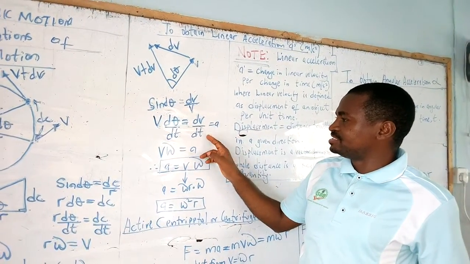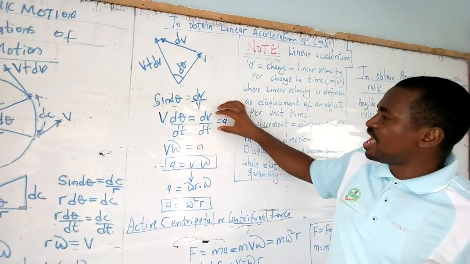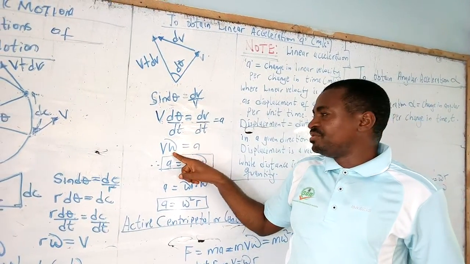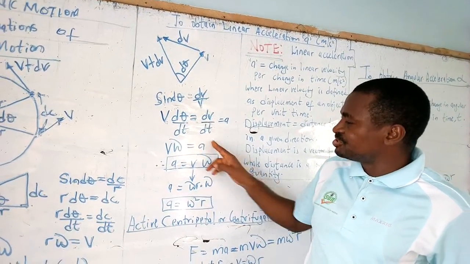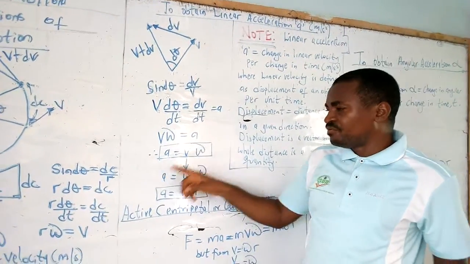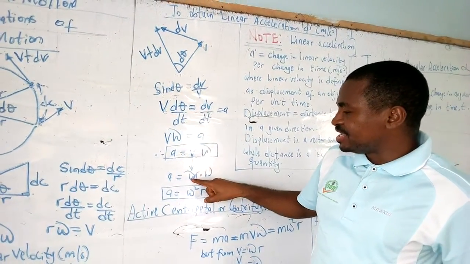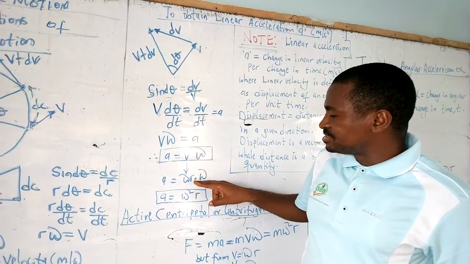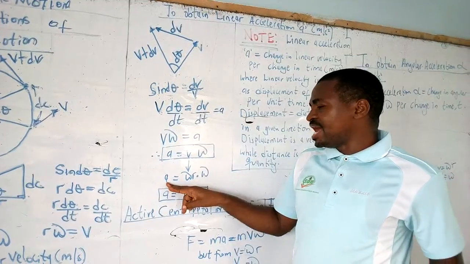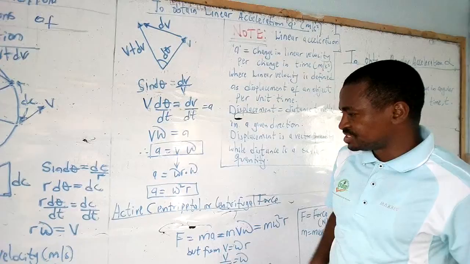Dividing both sides by dt, change in time, we have dv over dt, which is equivalent to acceleration. And then change in angle over change in time is taken as angular velocity. Therefore, linear acceleration is equivalent to linear velocity times angular velocity. And we know from our initial discussion that linear velocity is given as angular velocity times the radius of the circle. Therefore, linear acceleration is given as angular velocity squared times the radius of the circle.